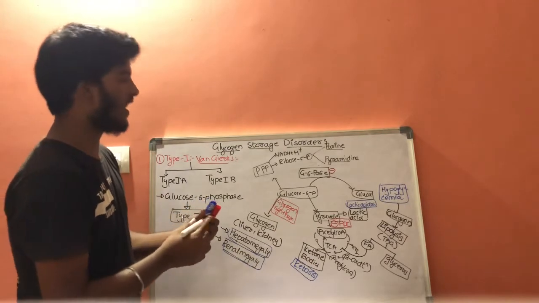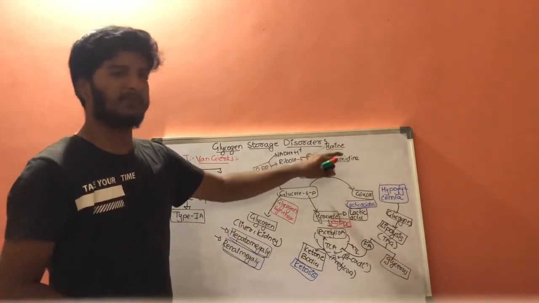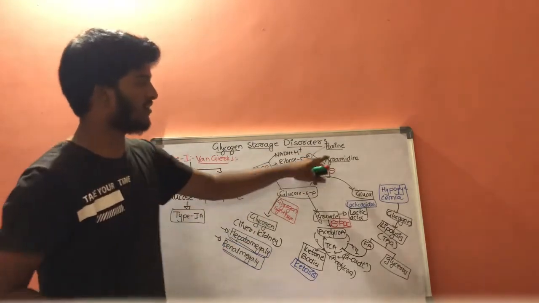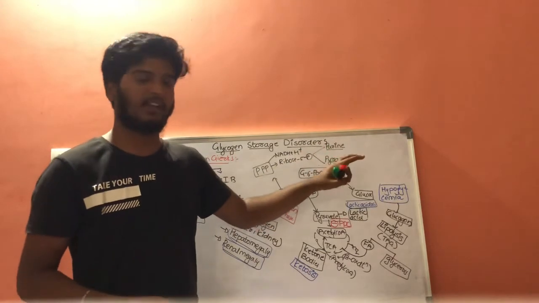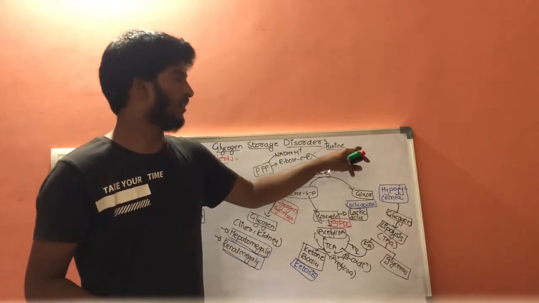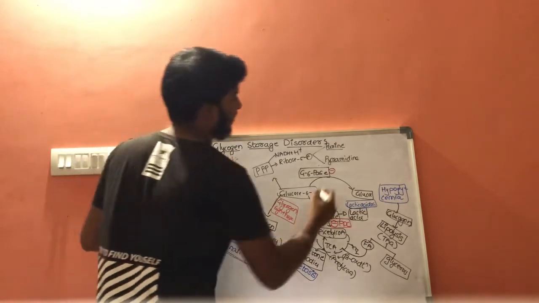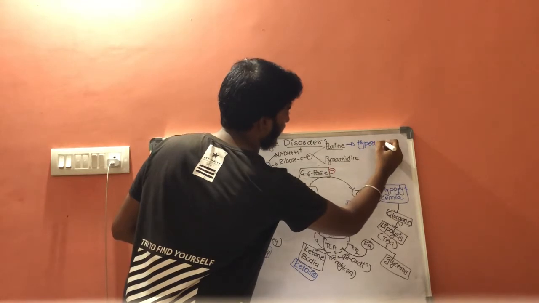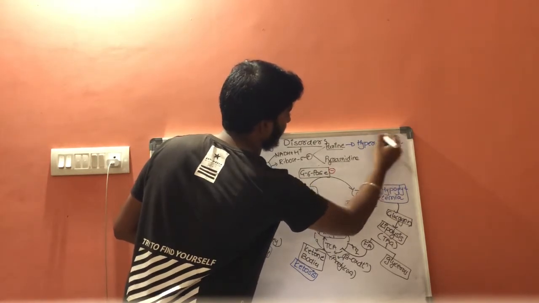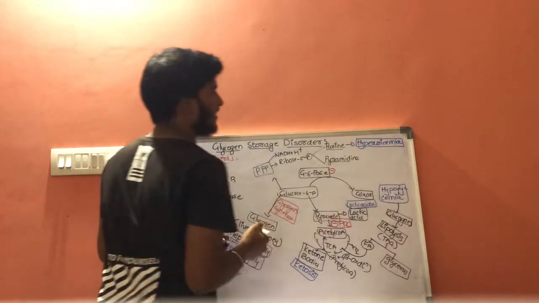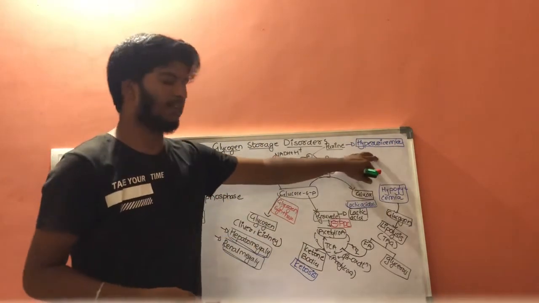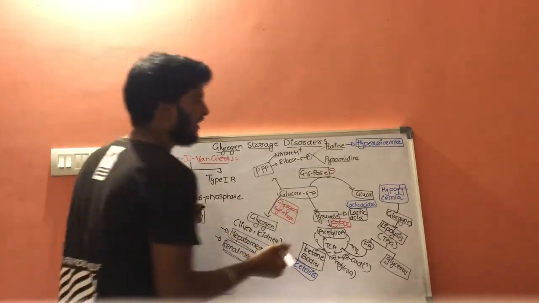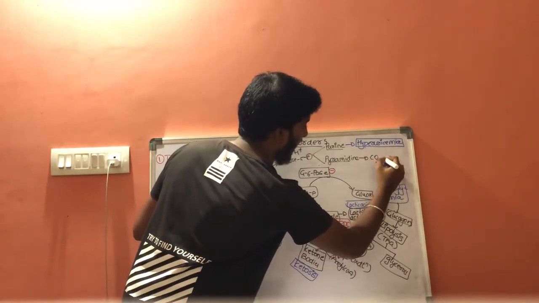Whenever purines are increased in concentration and undergo degradation, it results in formation of uric acid. And whenever this uric acid is present in excess in our body, it results in hyperuricemia. This is one of the symptoms of type 1 Von Gierke disease. And whenever the pyrimidine undergoes degradation, it results in formation of carbon dioxide plus ammonia.